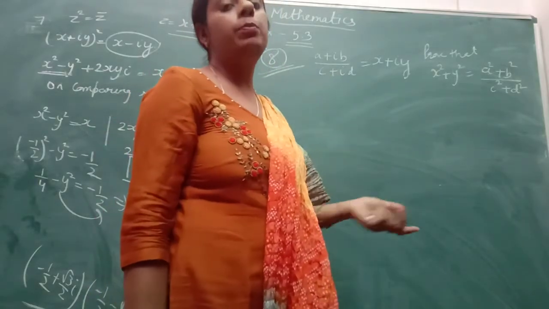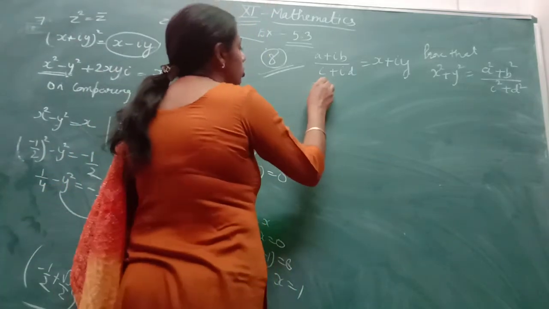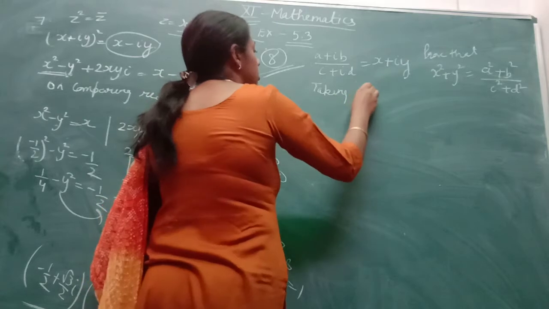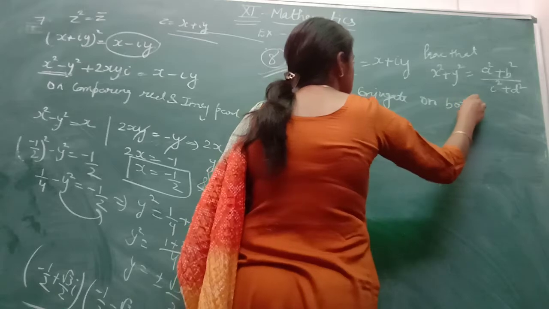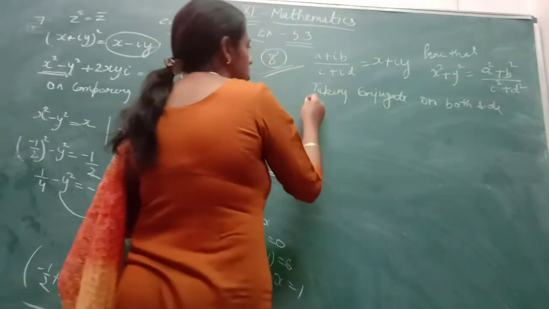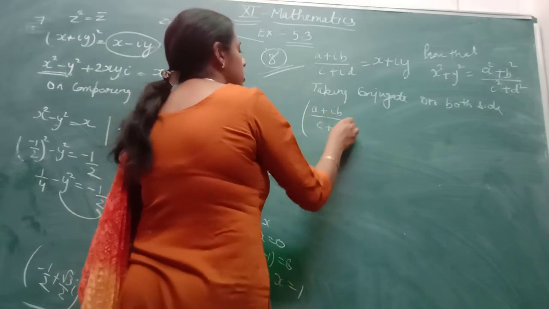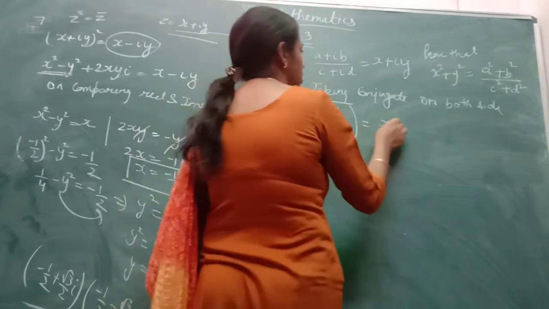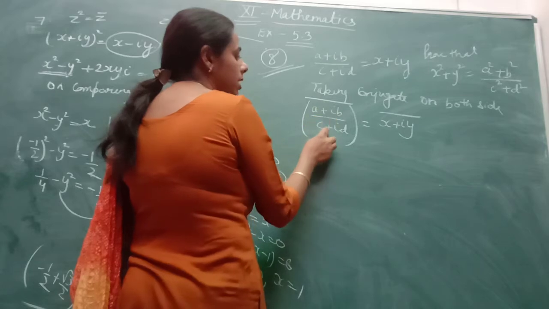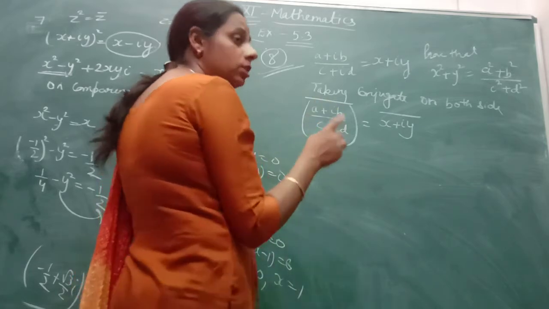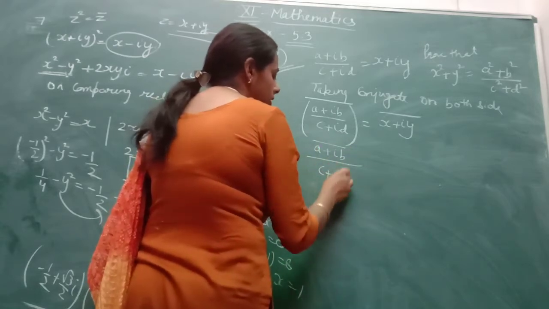But in 5.3 it is a very simple method. What is that method? I am just telling you: taking conjugate on both sides. Taking conjugate on both sides of the given statement. Okay, so taking the whole conjugate of a plus iota b by c plus iota d, and in the same way on the right hand side, the whole conjugate. So as you know that for z1 by z2, the whole conjugate becomes the conjugate of the upper one, z1 conjugate, and the conjugate of the lower one, that is z2 conjugate.